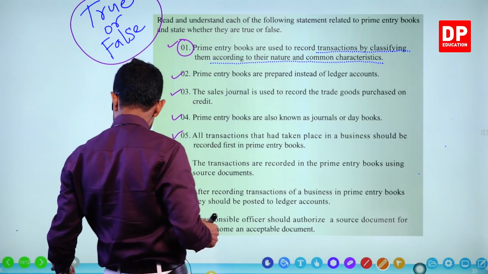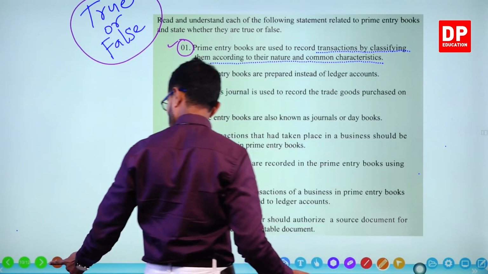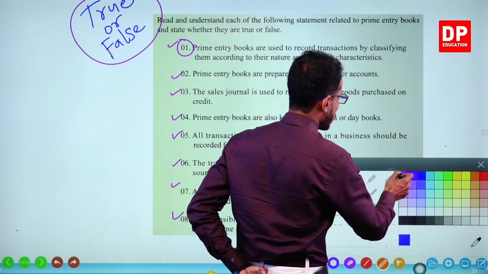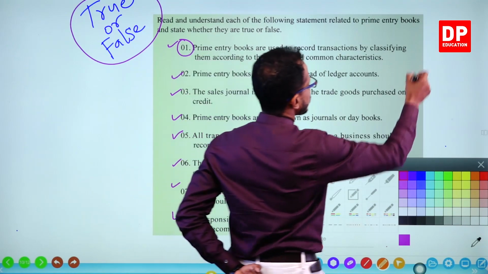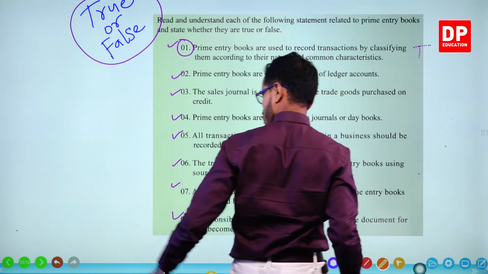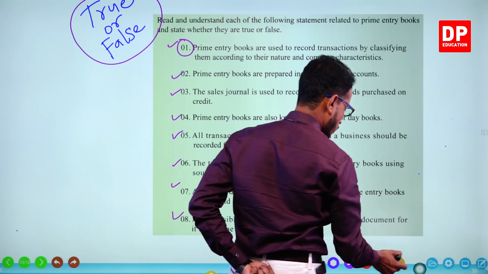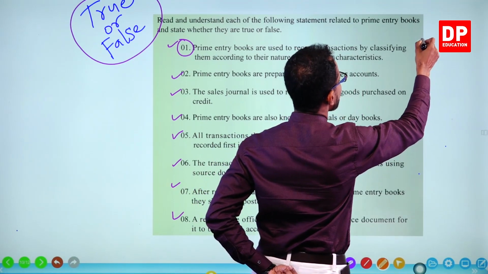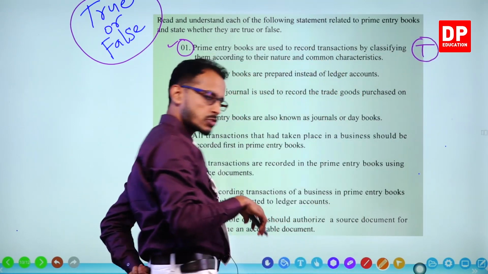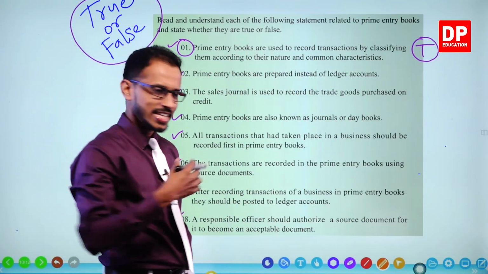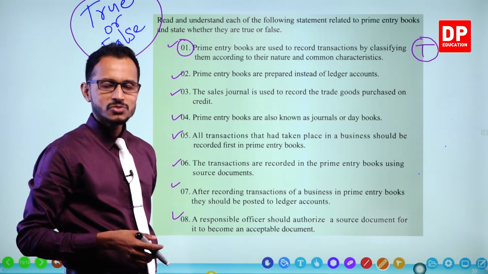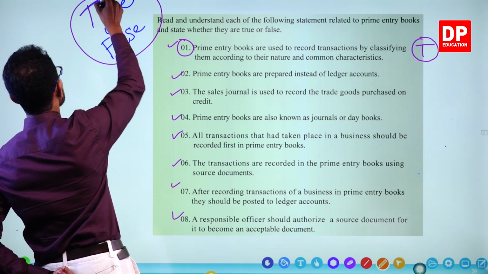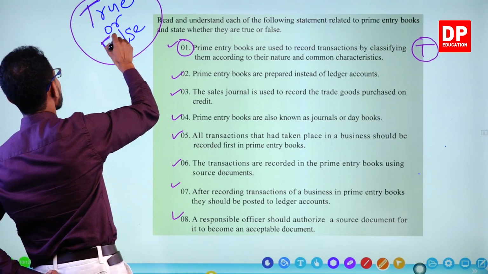So this is true. This is true, children. What are we going to do? We will say it's true. For true statements, we'll use the T. False statements, we'll use F. Okay? True or false.